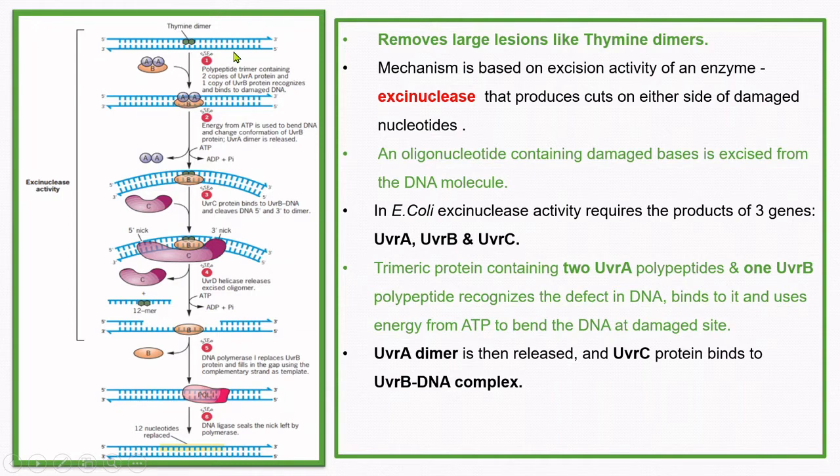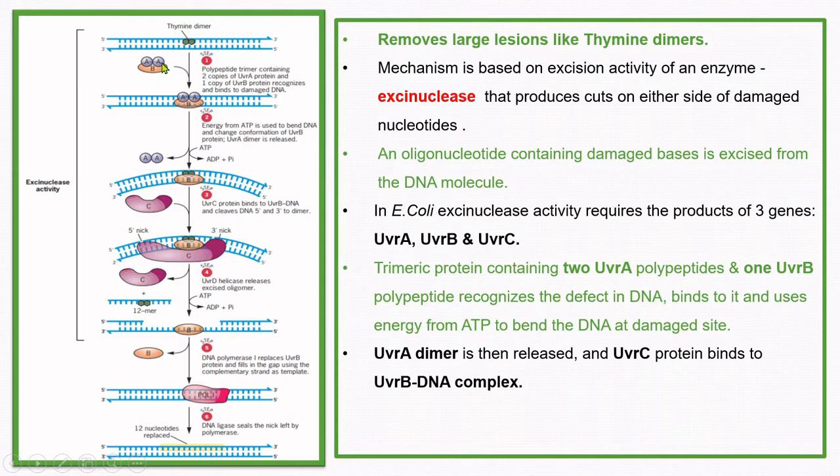Let's see how. I will be discussing this mechanism in E. coli. In E. coli, nuclease activity requires the product of three genes. And the product of genes, you know, they are polypeptides. So there are three polypeptides, UVRA, UVRB, and UVRC. Let's see how these polypeptides work.